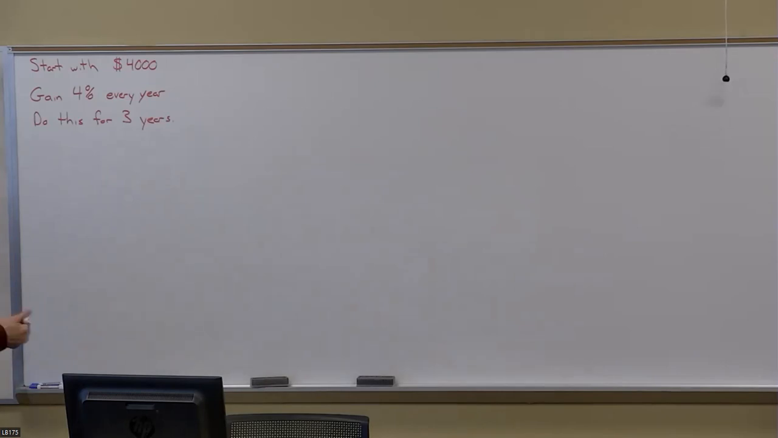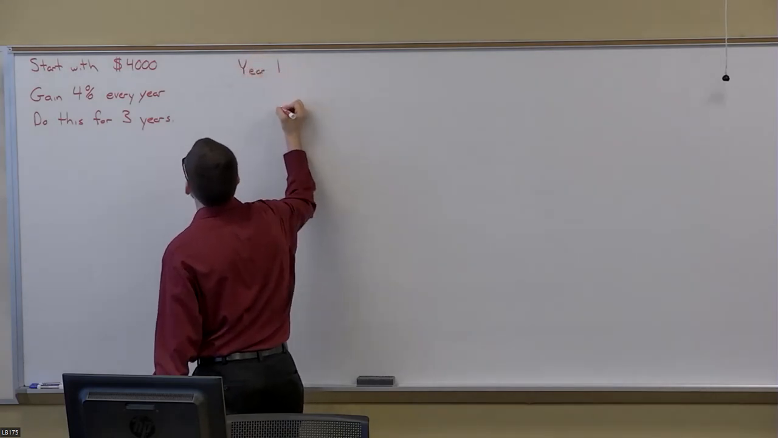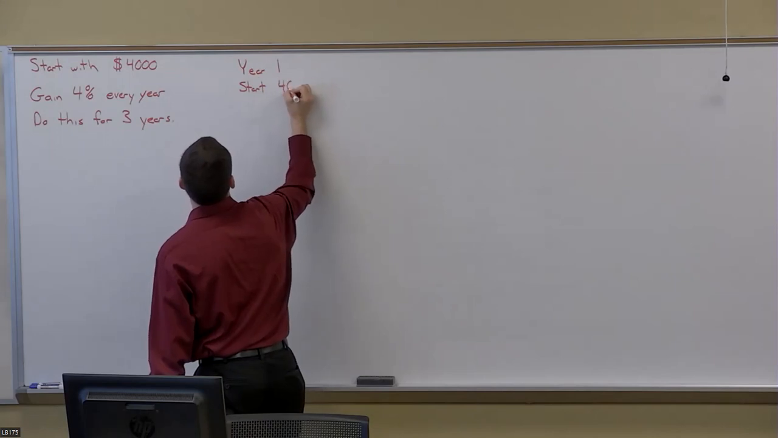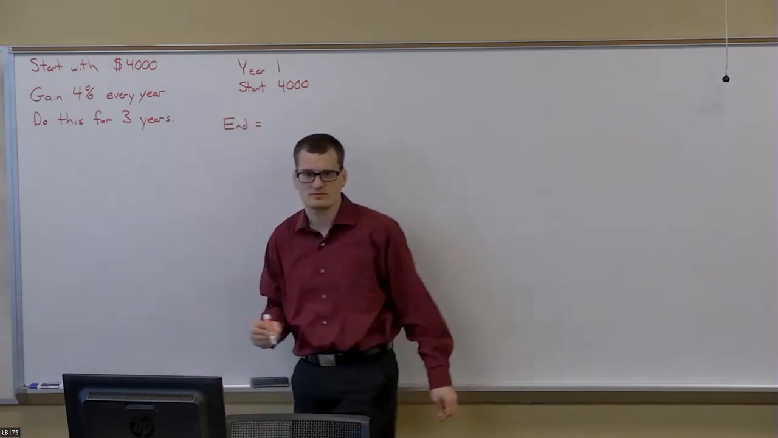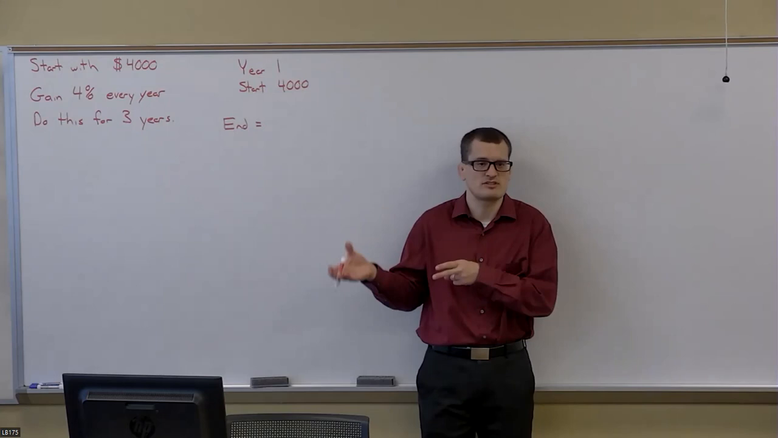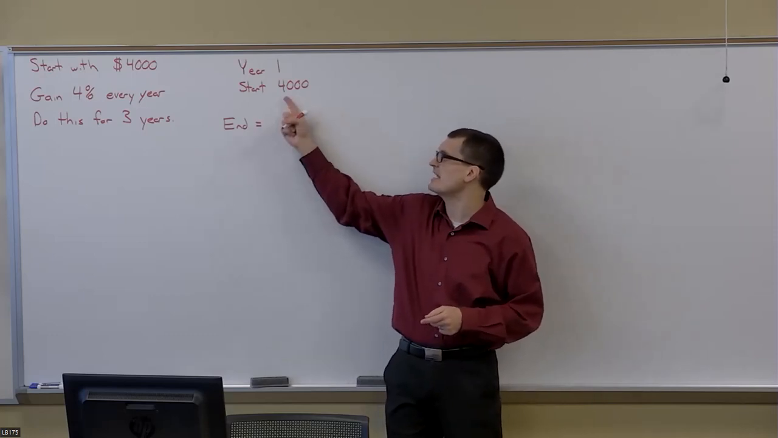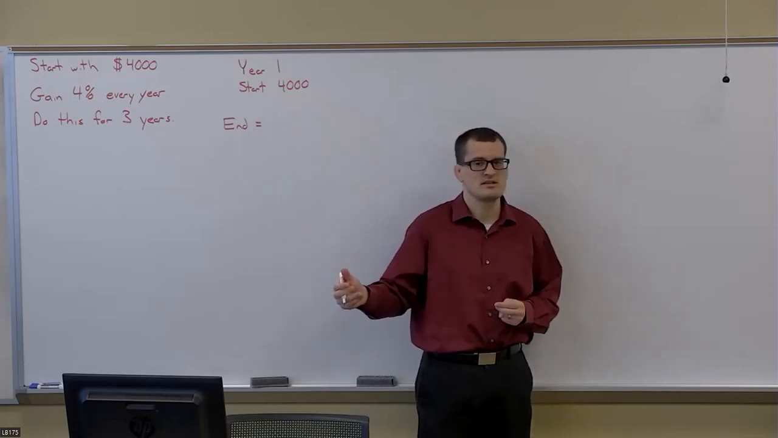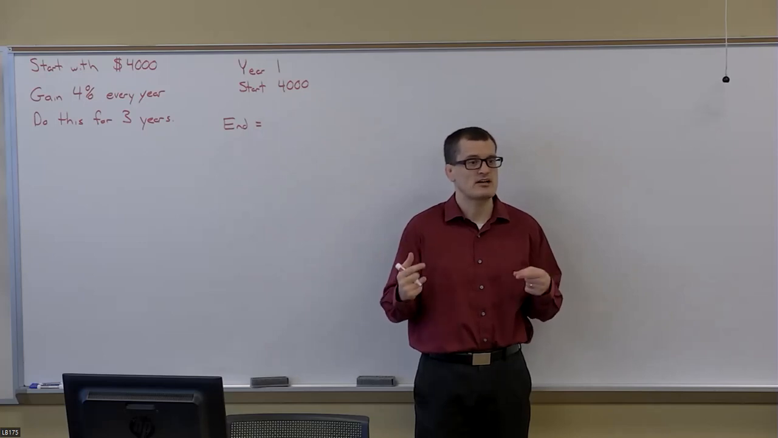So here's what's going to happen. In year 1, we're going to start with $4,000. My ending amount, well, it's just going to be like sales tax calculation in that I'm going to take how much I start with, and then I'm going to gain, it says I'm gaining 4% on top of this. So just like we tacked on 6% sales tax, this time it's a very different scenario, but it's the same calculation. I'm going to tack on 4%.